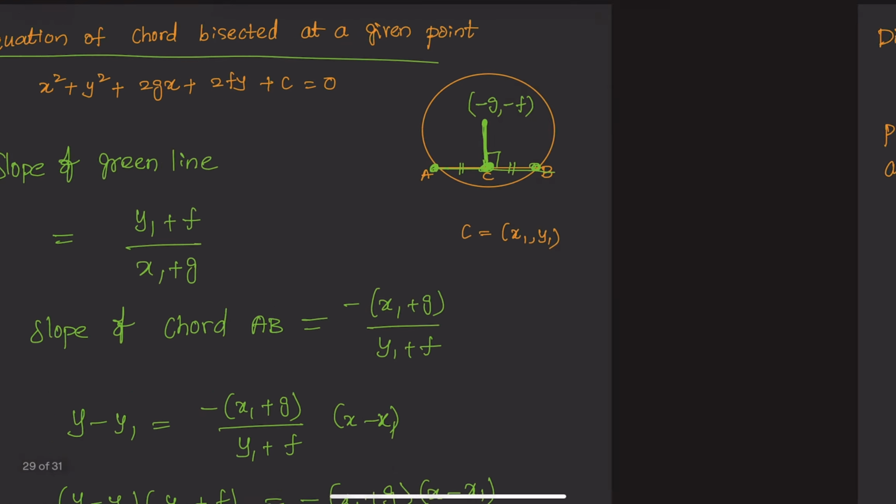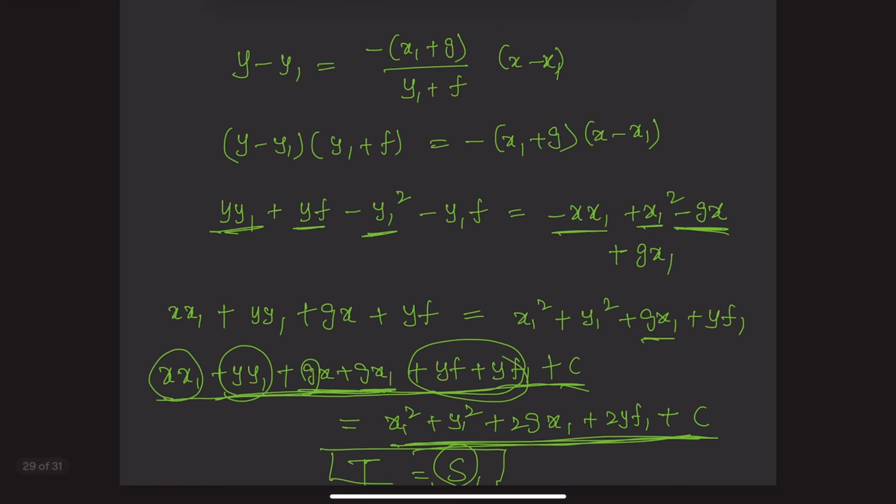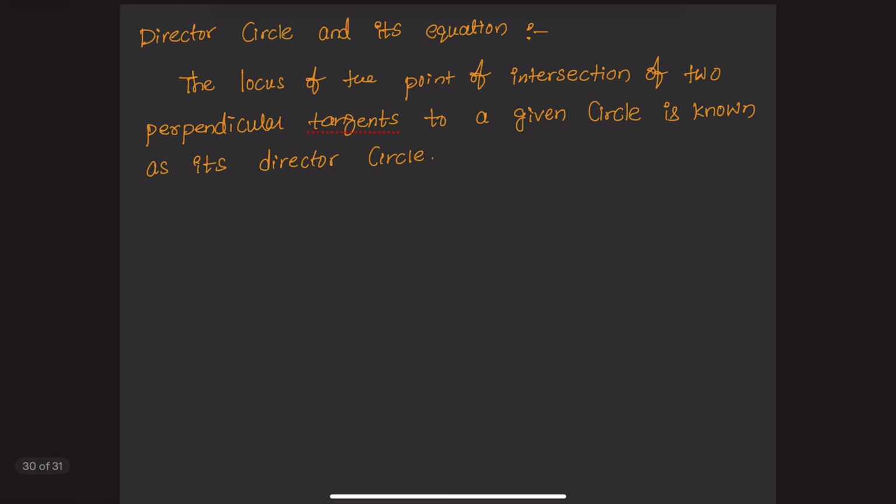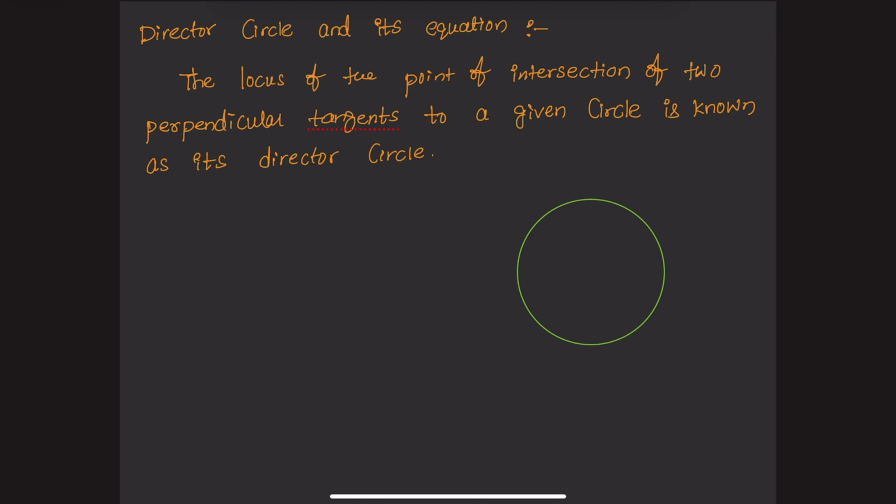Now let us proceed to the next concept, director circle. So what is a director circle? Let us say you have a circle and you are drawing two tangents from an external point to this particular circle. And now let's say the angle between these two tangents is 90 degrees.